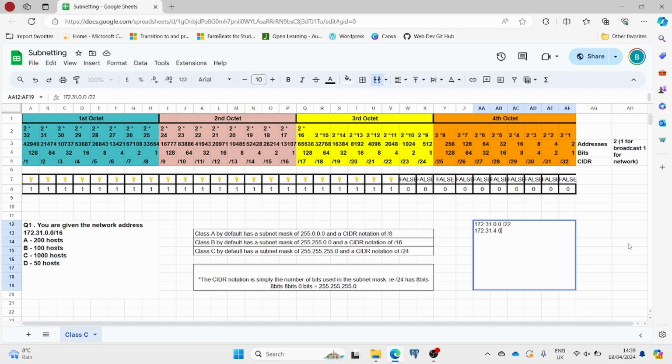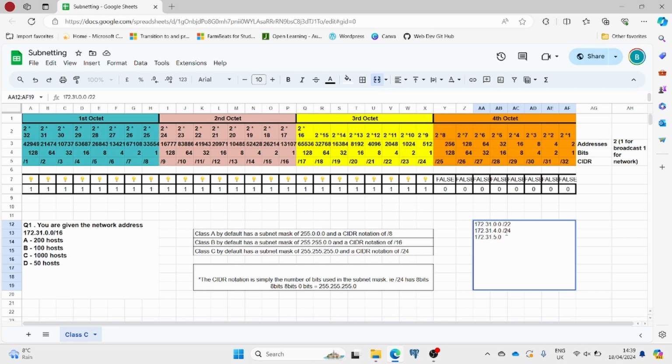Our next biggest number is network A. This one's really easy because at 200 hosts, the closest number above it is 256. So in this scenario, I would just be using the /24. The /24 will take the network up to a starting point of 5.0 because I've used all those 256 addresses.